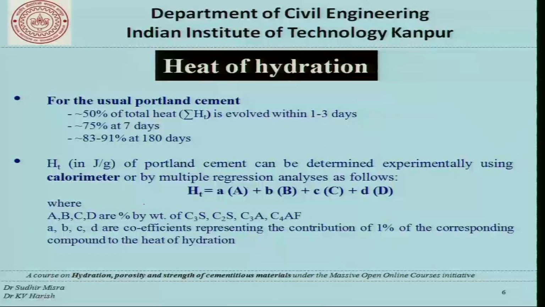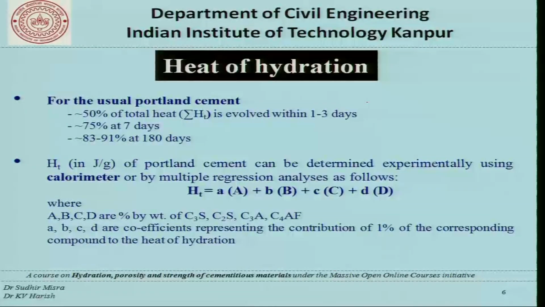We've seen a part of this slide before. For the normal Portland cements, it has been found that up to 50% of the total heat is evolved within 1 to 3 days. 75% is evolved in about 7 days and 83 to 91% at 180 days.